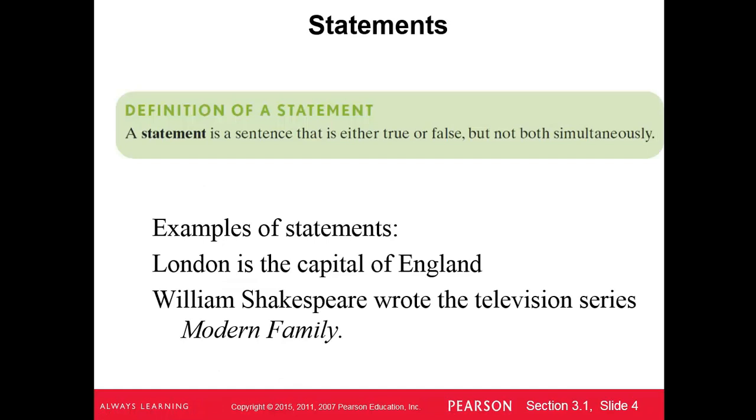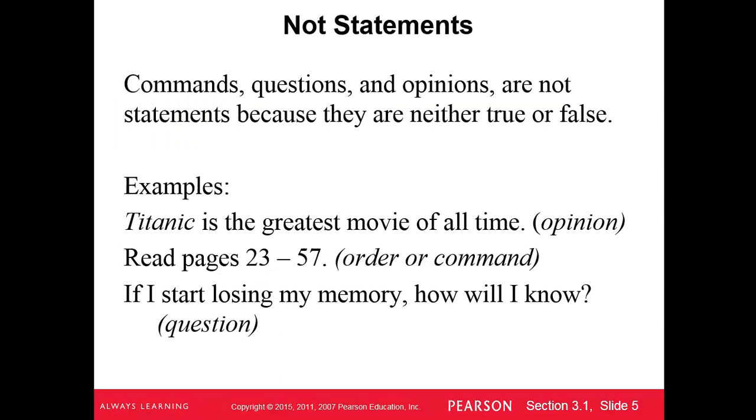The first section in Chapter 3 takes a look at some of the beginning material for symbolic logic. Of course, the first thing we need to look at is what is a mathematical statement. Simply a sentence that's either true or false. It cannot be both because we have what we call the law of excluded middle. It's either true or false, but not both simultaneously. So things like commands and questions, opinions, they're not statements because they can't be shown to be true or false.